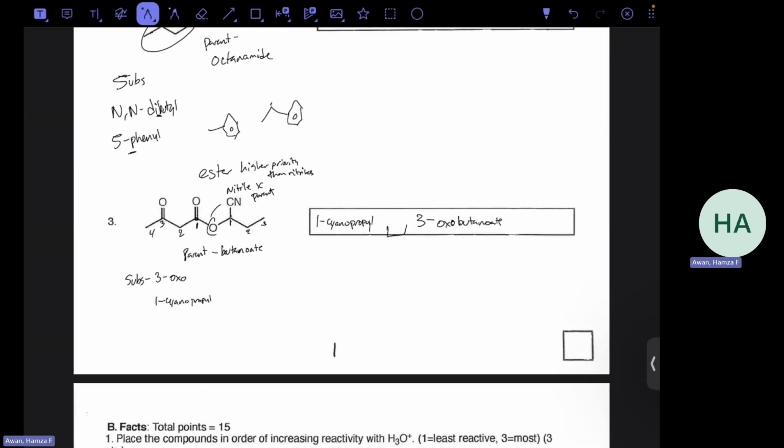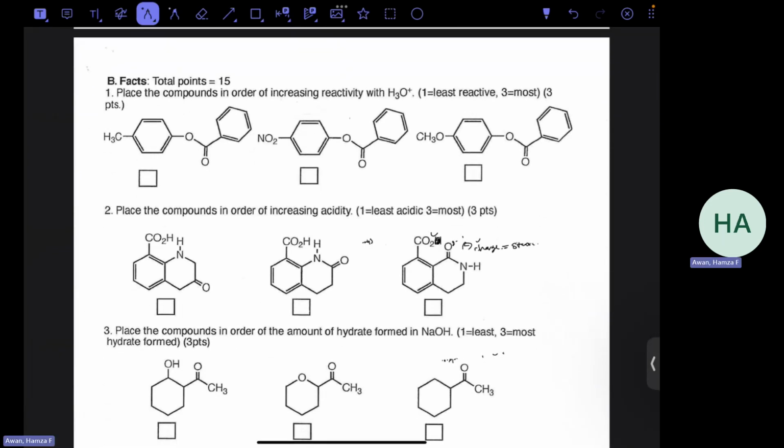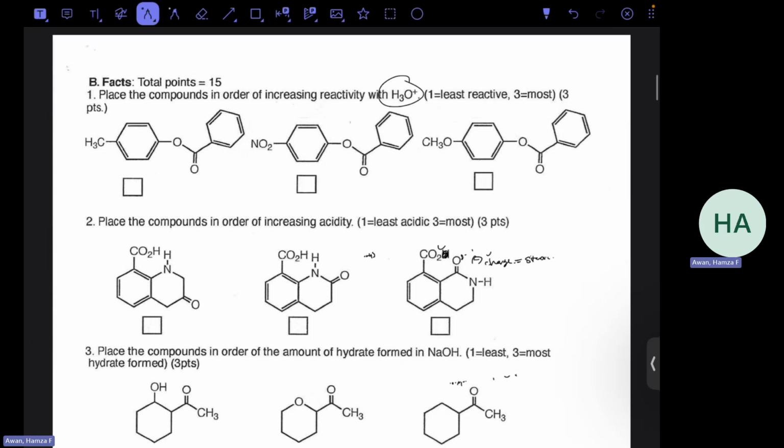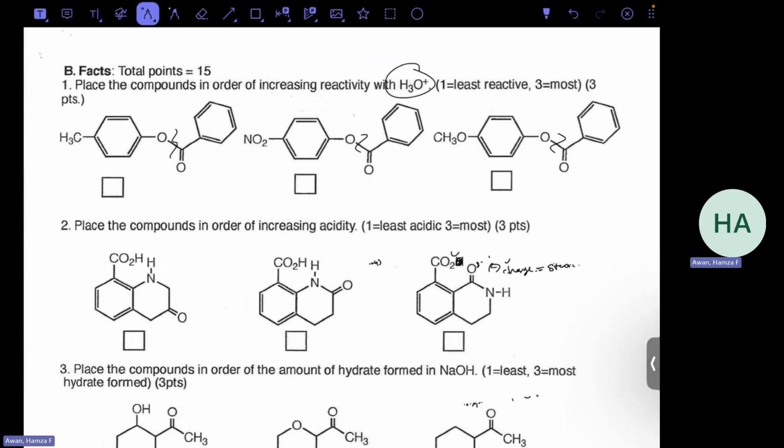All right. So we'll get into the facts section. Place the compounds in order of increasing reactivity with H3O+, 1 for the least reactive and 3 for the most reactive. Whenever we have reactivity with H3O+, in this case we're going to have a cleavage reaction that's going to occur in between the ester right over here. And whenever we have that, we're going to have this oxygen with a minus charge, right?